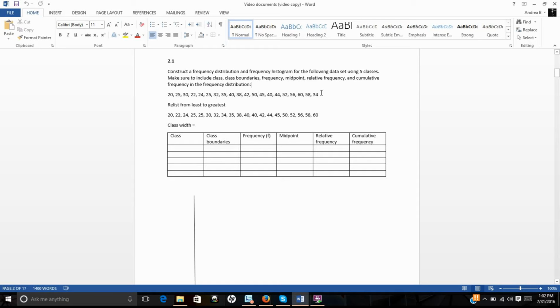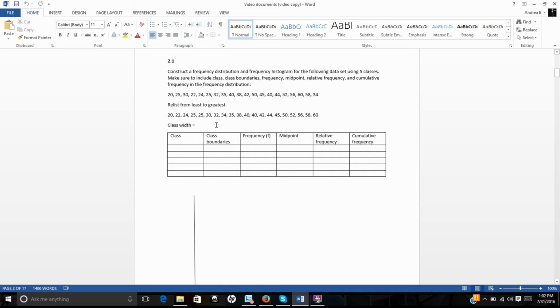So the first step of what we're going to want to do here is relist them in order. So make them from smallest to largest. That's normally what you'll want to do. So I already wrote those down here. So that would be your first step you'll want to do.